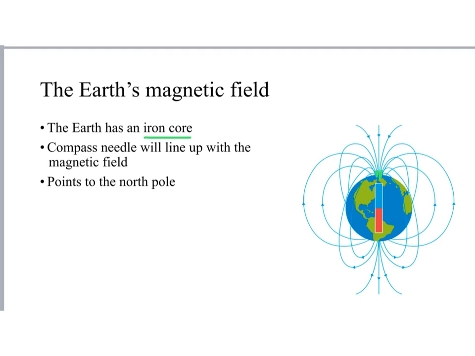When a compass is placed in the magnetic field, which is all around the Earth, so at any point on the Earth's surface, the compass needle will line up with the magnetic field and face towards the North Pole. And if you'd like to add it to your notes, you can draw a quick sketch of just the Earth with a few magnetic field lines around it.